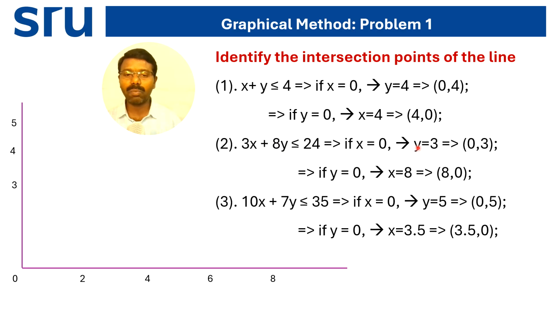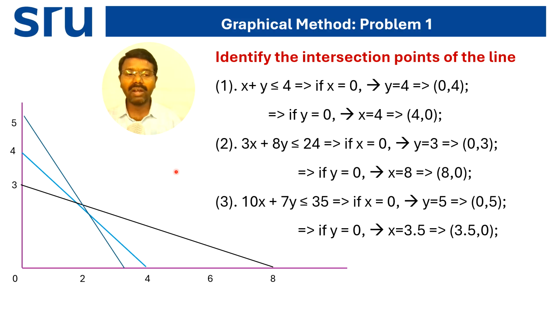Likewise, there are 2 more equations. If you get the points where the equation intersects the x and y axes, for 3x plus 8y less than or equal to 24, it is passing through the points 0 comma 3 and 8 comma 0. And the other equation, 10x plus 7y less than or equal to 35, is passing through the points 0 comma 5 and 3.5 comma 0. So these all lines I need to plot on the graph.